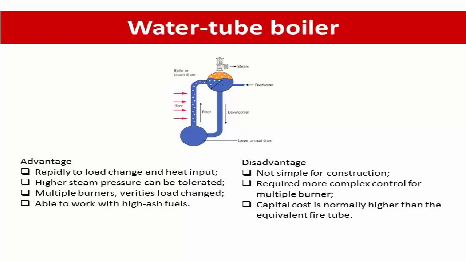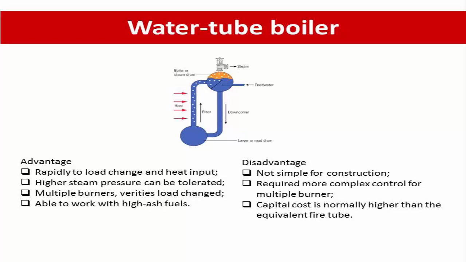They have a small water content and thereby respond rapidly to load change and heat input. The small diameter tubes and steam drum mean that much higher steam pressure can be tolerated, and up to 250 bar may be used in the power station. Often it's combined with more than one burner, which provides the opportunity for individual control and shutdown for maintenance without having to turn the boiler off entirely.